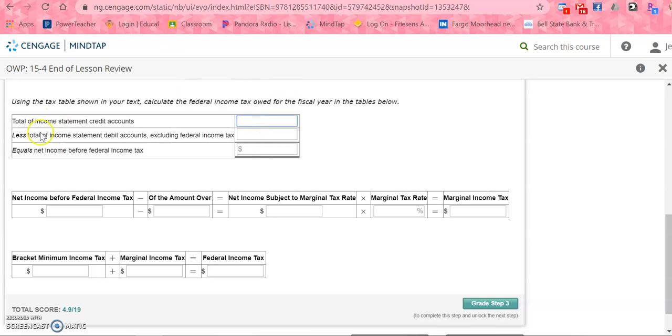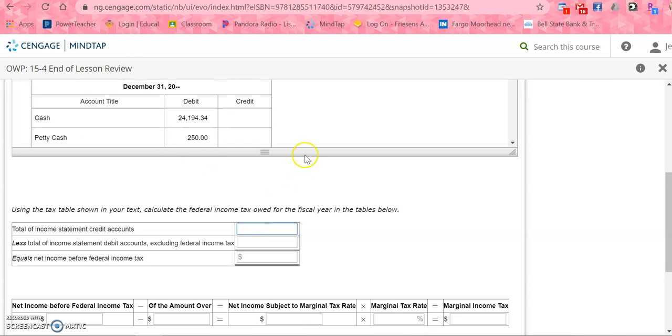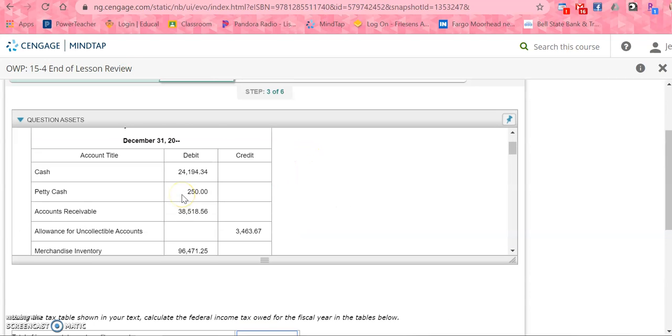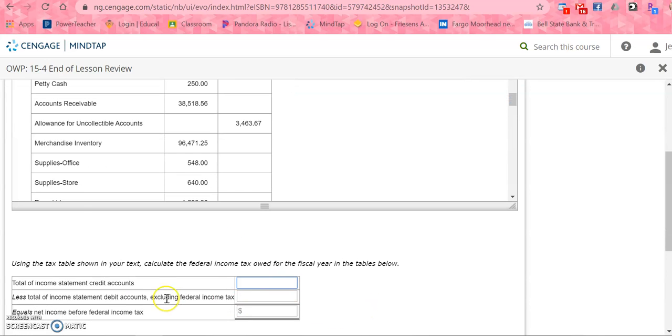So what we need to do is we need to total our income statement credit accounts, and then we need to total our income statement debit accounts, excluding federal income tax, okay? And then it says equals net income. We will figure that out, that net income before federal income tax. So to figure out these two numbers here, we need to look at this adjusted trial balance, and we need to add up our income statement credit accounts first.